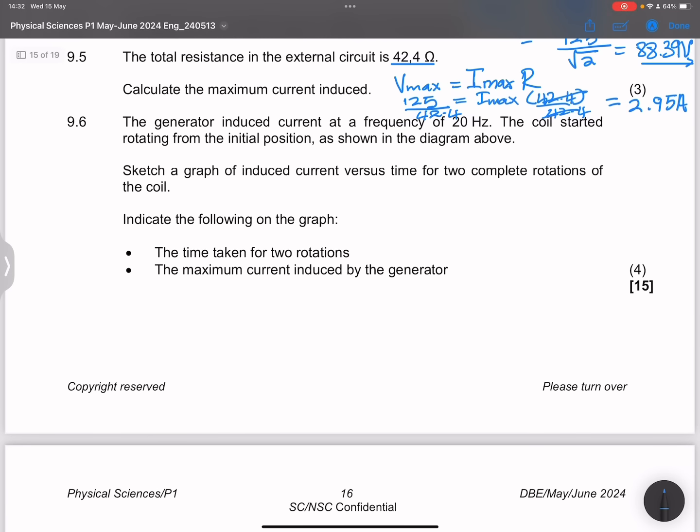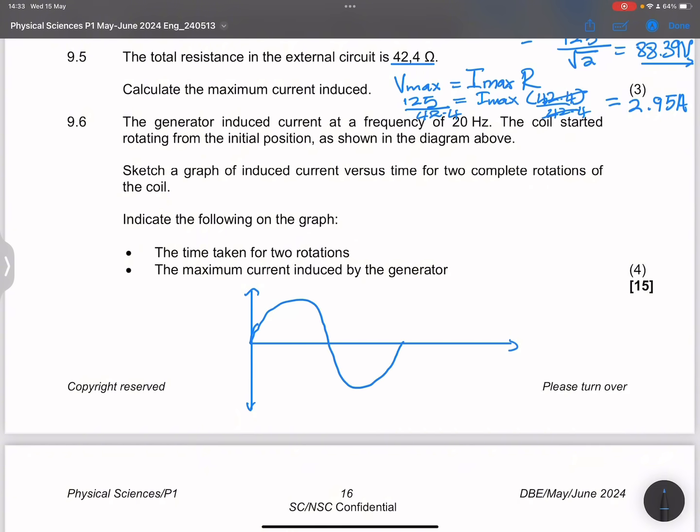As a result, ladies and gents, they said to us it is 20 hertz. They said the coil started rotating from the initial position as shown in the diagram above. Sketch a graph of induced current versus time for 2 complete rotations of the coil. Indicate the following on the graph: the time taken for the rotation. Remember, for the first rotation, we're going to start from 0.